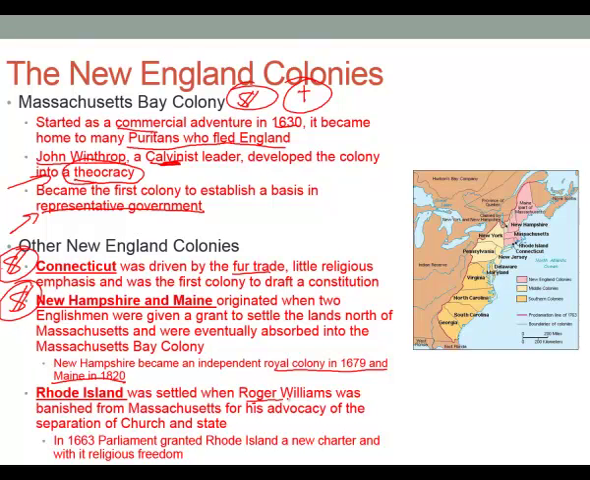Rhode Island, Roger Williams was banished from Massachusetts for his advocacy of separation of church and state. Well, if you look at that, Massachusetts is a theocracy. Anyone who says that religion shouldn't belong in government, in a theocratic government, is probably going to be kicked out rather fast, right? Because essentially what you're saying there is the government is backwards, wrong, and completely inept. Thus, you've been essentially labeled a heretic here, okay? 1663, Parliament granted Rhode Island a charter for religious freedom. I would have Rhode Island as a religious colony.